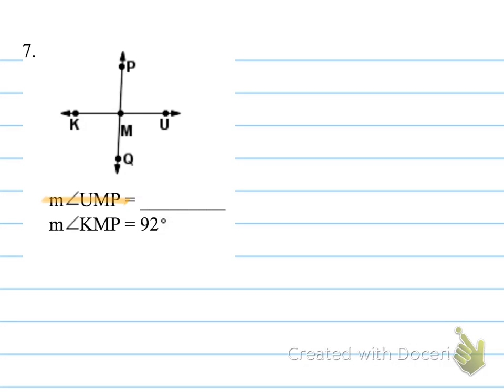So let's highlight UMP. Put your colored pencil at U, trace to M, and then trace up to P. That is angle UMP, where I will put my question mark. That's the angle we are trying to find. And then, once I change my highlighter color, I want you to find the measure of angle KMP. So putting your colored pencil on K, trace to M, trace to P. That angle is 92 degrees.